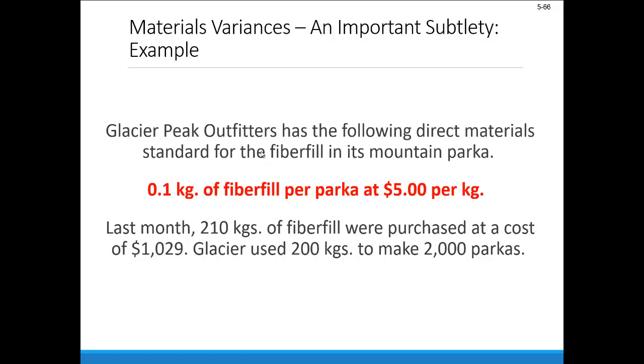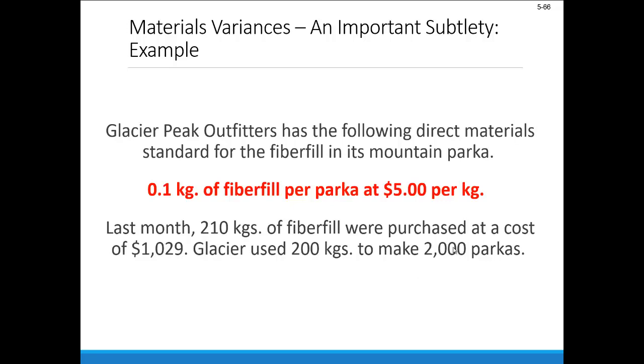So let's go back to our Glacier example and let's change just a couple little pieces here. Let's say they still had the direct materials standard of 0.1 kilograms of fiber fill per parka at $5 per kilogram. But let's say last month 210 kilograms of fiber fill were purchased at a cost of $1,029, but we only used 200 of those 210 kilograms to make the 2,000 jackets that were produced.